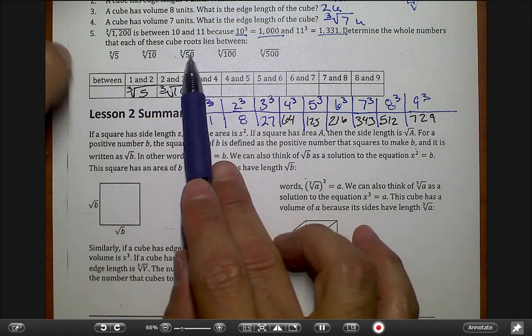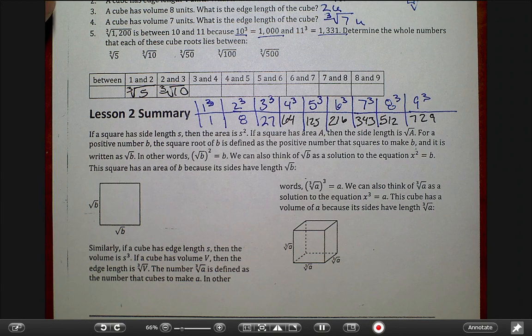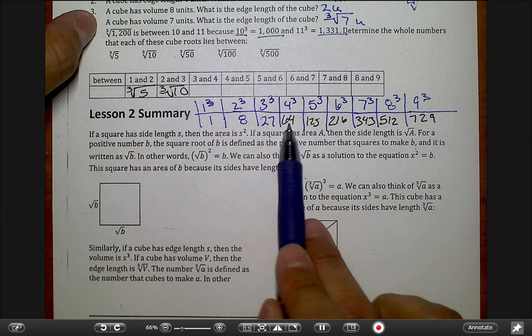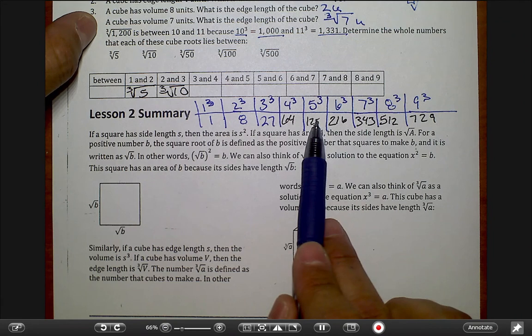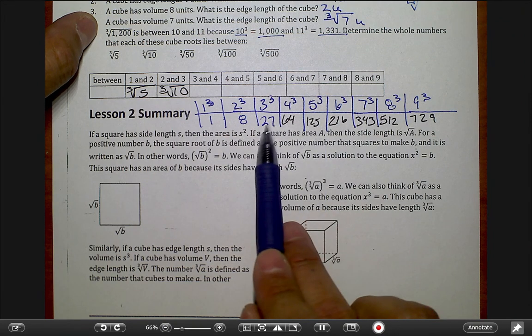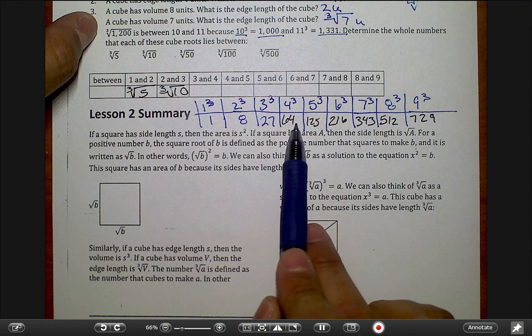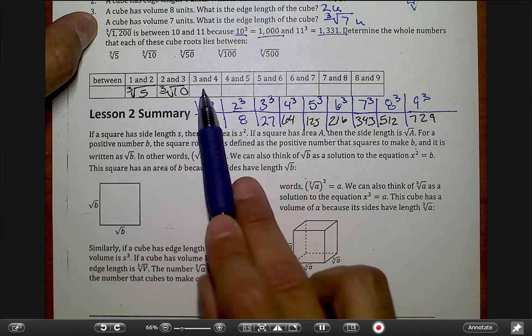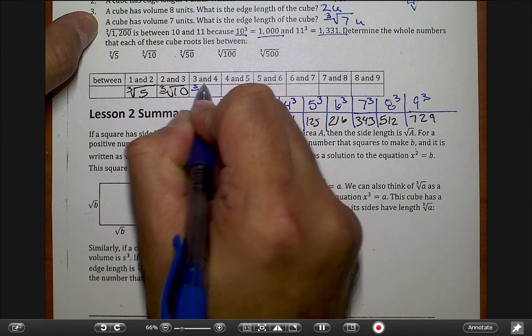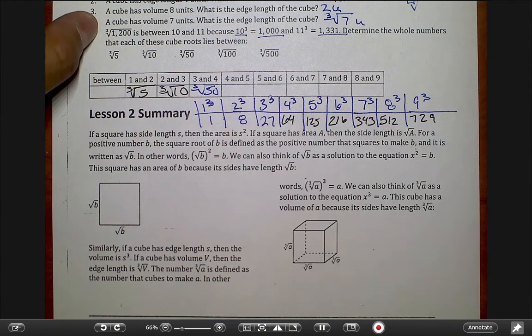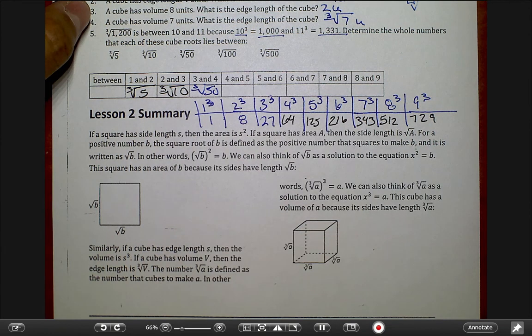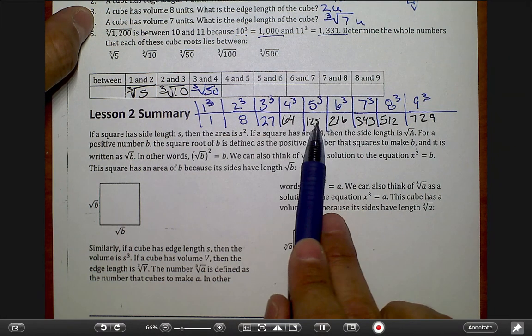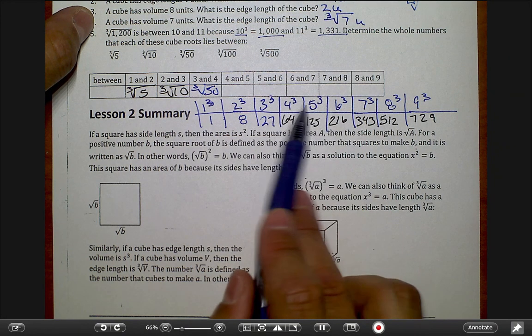Cube root of 50. That's between 64 and 125, right? Oh, actually, no. It is 27 and 64. So 50 is between those two, so it should be between 3 and 4. That's going to be cube root of 50 right here. Next one is cube root of 100. There's my 4 and 5, right? So 100 is between 4 and 5, and my answer should be 4 point something.